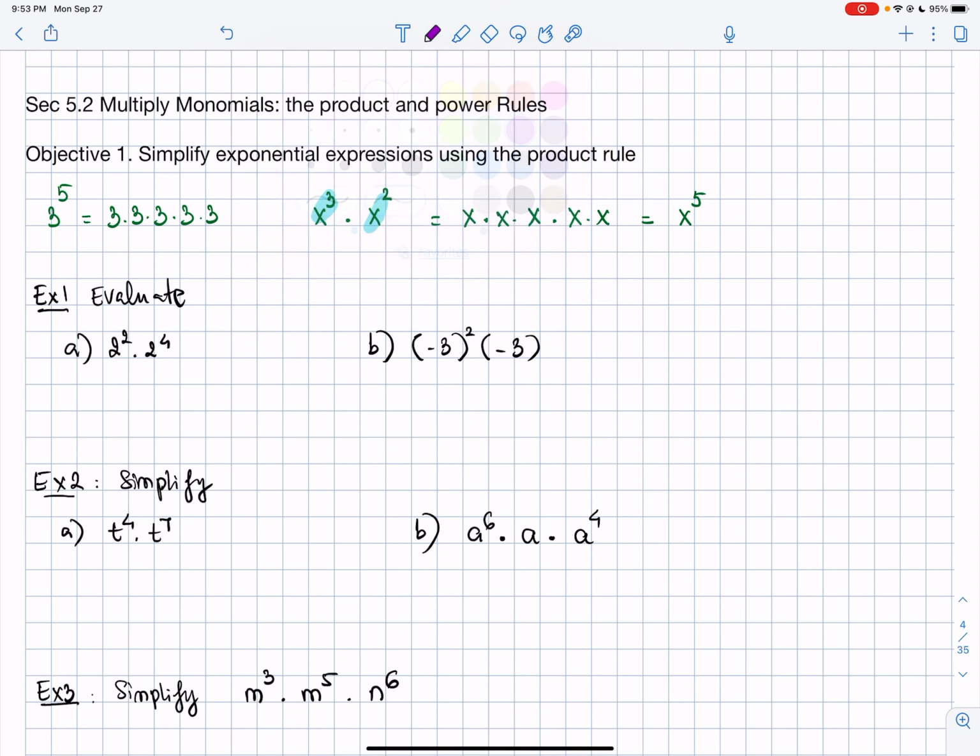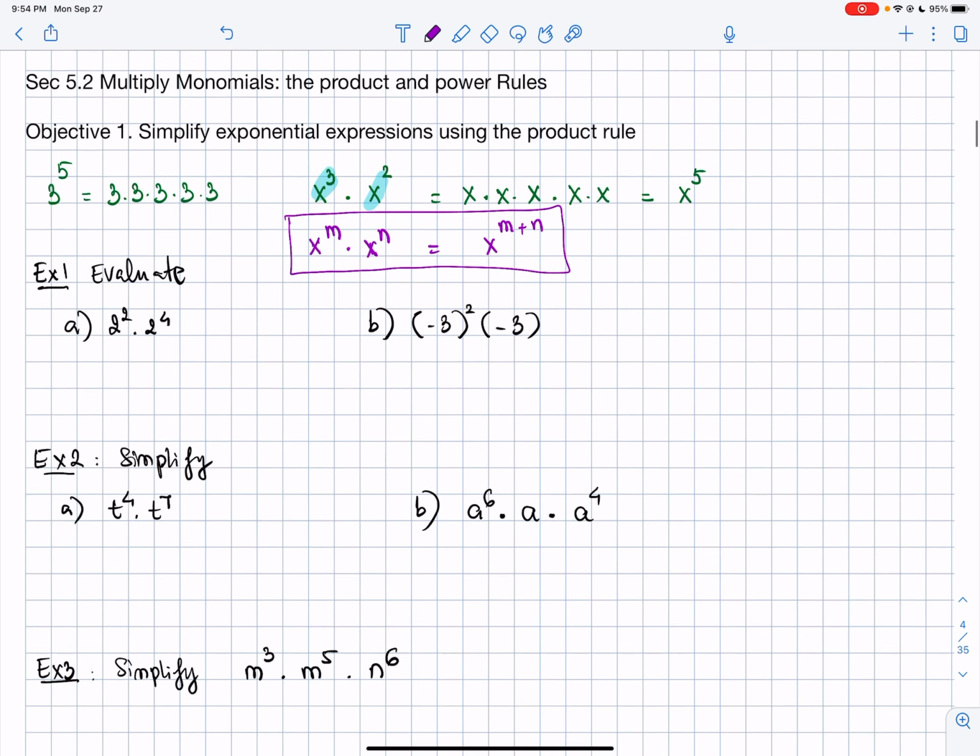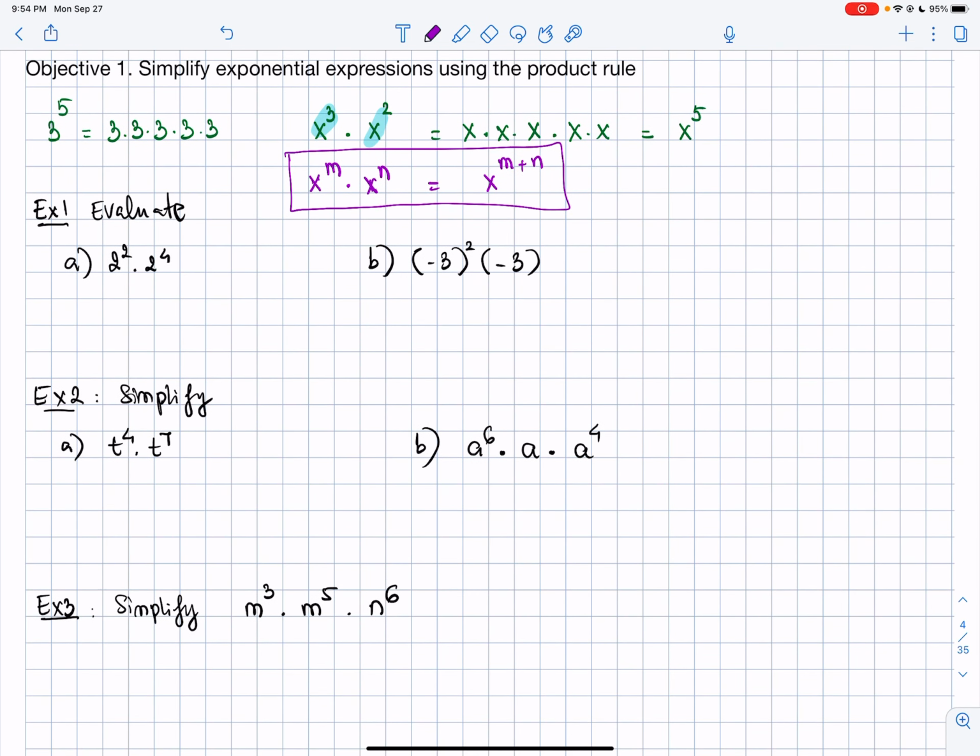So now we can have the formula: if we have x to the m times x to the n, we keep the base if we have the same base, and then we add the exponents. This is called the product rule. Using the product rule for example 1, 2 to the 2nd times 2 to the 4th, the base is 2 for both, then we add the exponents, which is 6. And we can use the calculator, and that gives us 64.